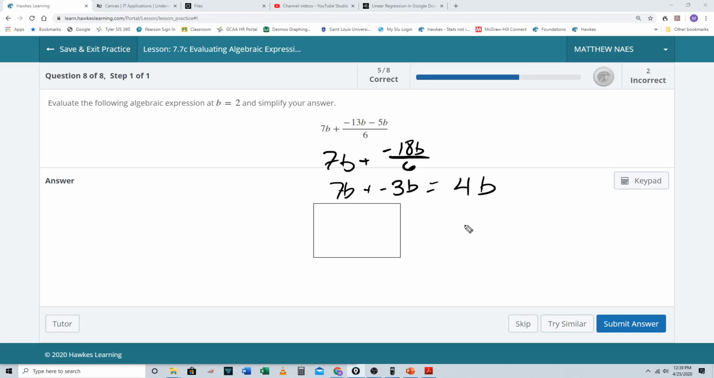And then I just plug in 2. 4 times 2 is 8. Right? So you can go through all those steps, or if you want to, just forget it and write it out as 7 parentheses 2 plus fraction negative 13 parentheses 2 minus 5 parentheses 2 over 6, and I'm going to type that whole thing into a calculator.